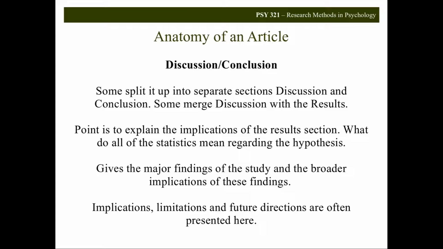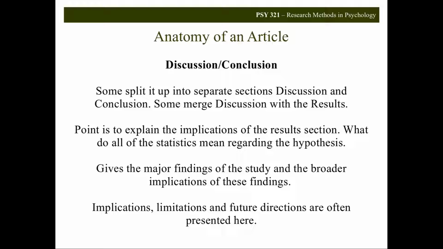Now, some people split these up. Some people merge discussion with results. I do that an awful lot, where I present a result and then I discuss what it means. But the point overall is to explain the implications of the results section. What do all of these statistics mean regarding the hypothesis? Because remember, from the intro, the hypothesis was the main question of the entire study. So all of this should feed back into that hypothesis in some way. It gives the major findings of the study and what the broader implications of these findings are. And it talks about implications, limitations, future directions, all that sort of stuff. So that's the main anatomy of an article.